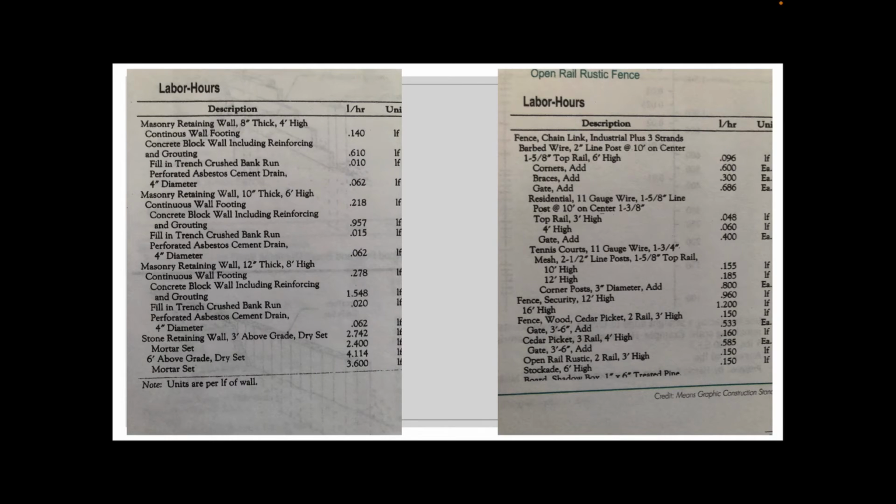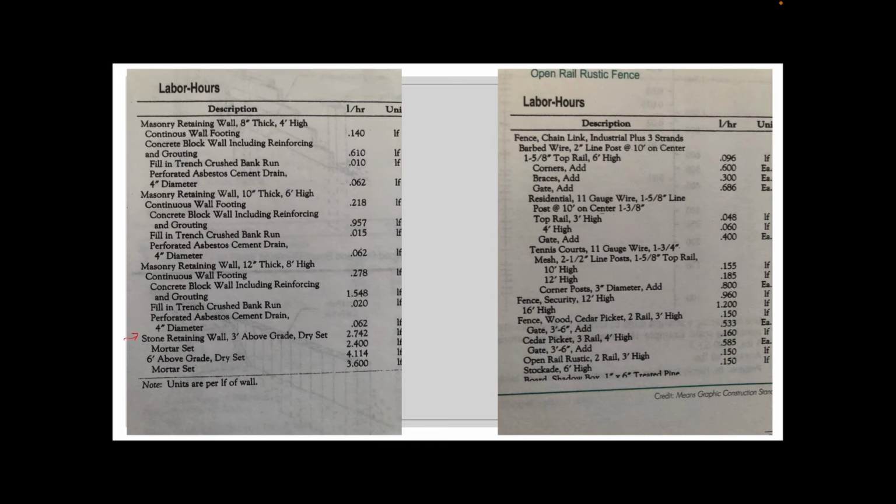I would only look to a chart like this if you didn't know how to do something, if you've never done something before and you needed a rough idea of how long it takes you to build something. So the Means estimating guide has these charts in it. And if you have never done any sort of retaining wall work and you're trying to do an estimate, then you can pick out the different types of retaining walls. A stone retaining wall 3 feet above grade dry set, it should take 2.742 hours per linear foot. That's what that unit is. LF is linear foot. That's assuming one person.